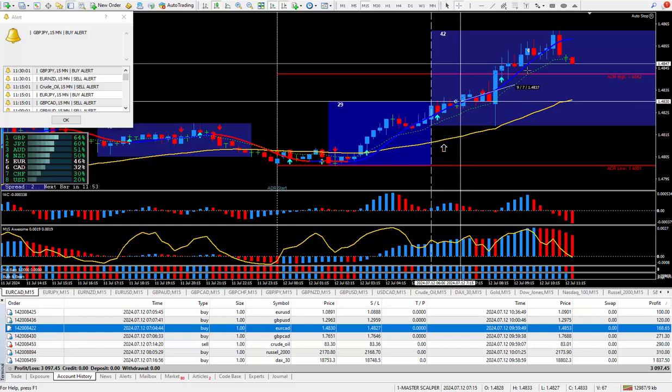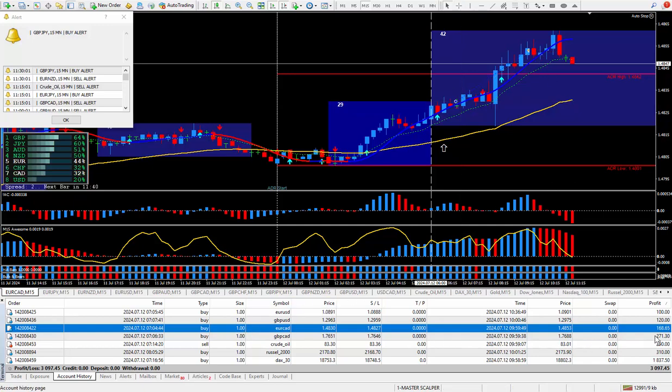So I took the trade at this cursor and I closed it out here, just being happy. Looks like about 23 pips, and that paid out $168.